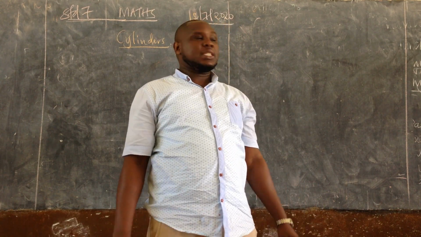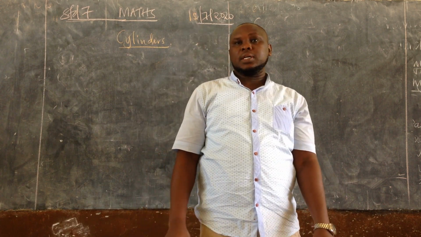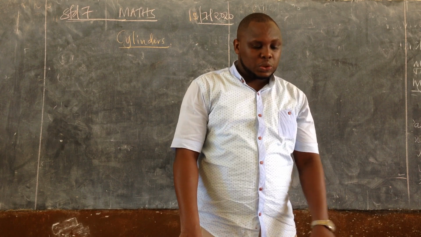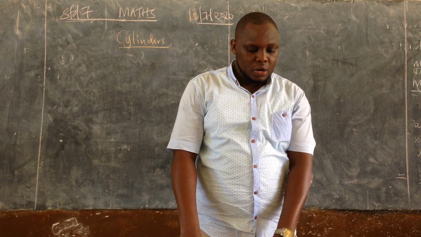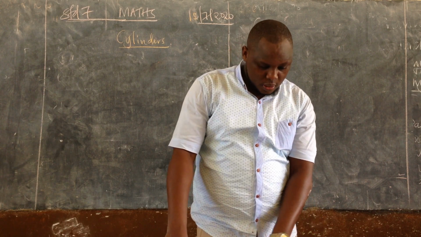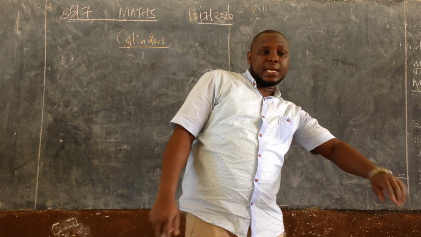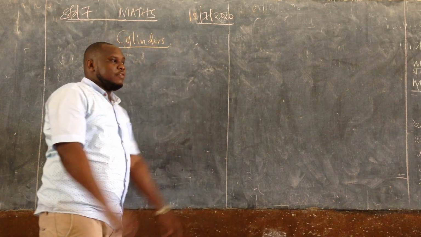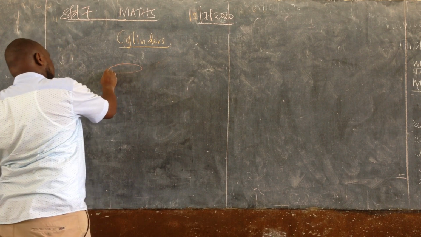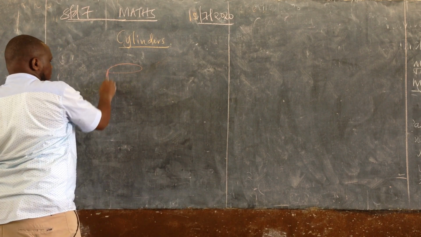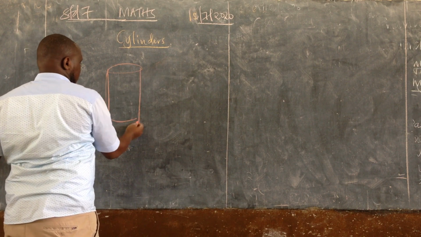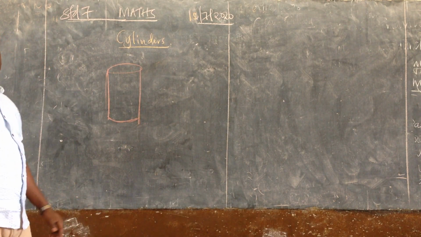Just to remind you, in our previous lesson, we dealt with the surface area of cuboids. Now today I want us to look at the surface area of cylinders. But before that, I want to explain what a cylinder is. I know at your home you have buckets or something that look like this. This is what we call a cylinder.